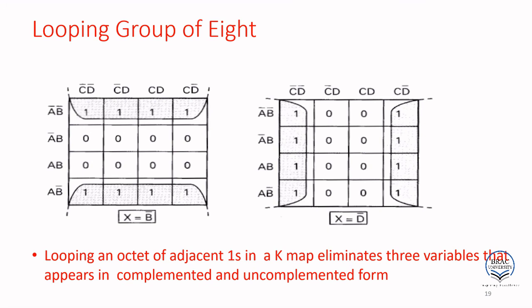So looking at an octet of adjacent ones in a K-map eliminates three variables.